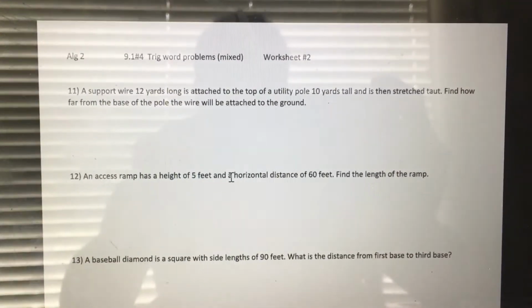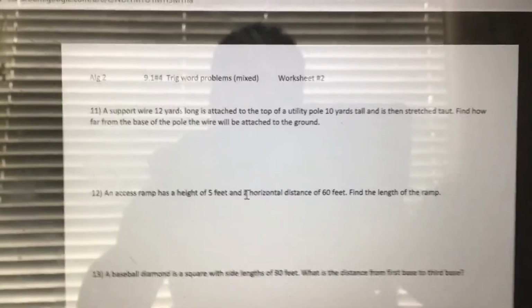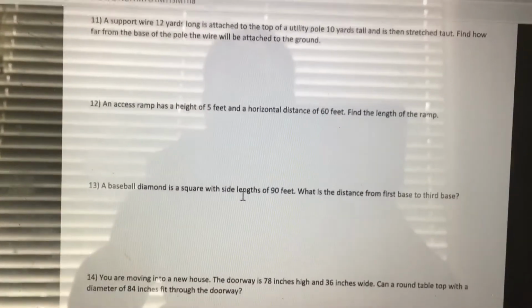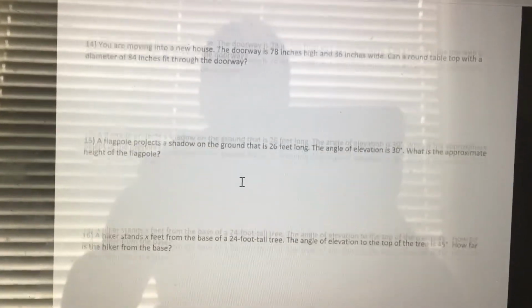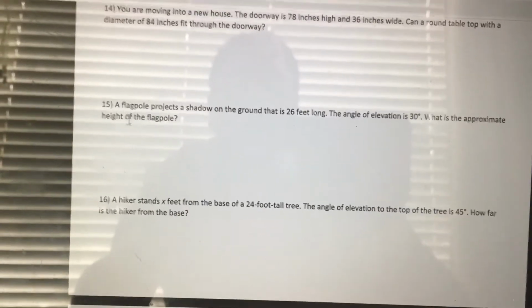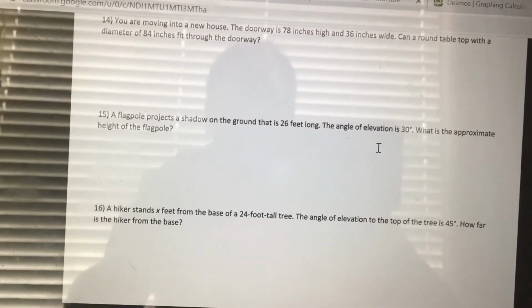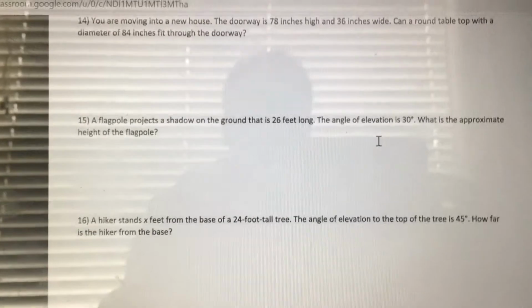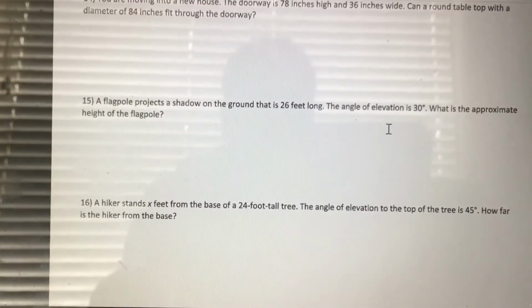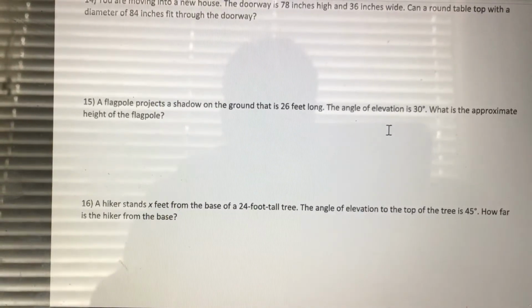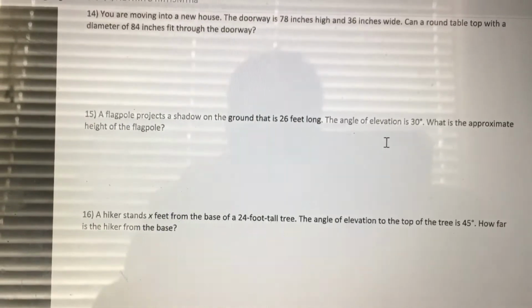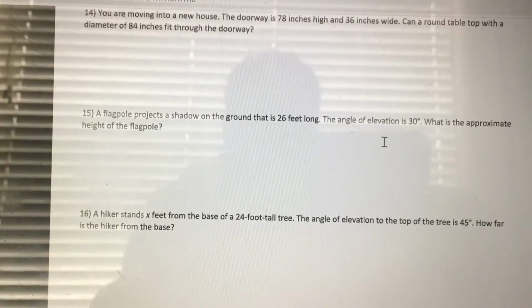Alright guys, so this is going to be from the second worksheet on Google Classroom, and I'm going to be working on number 15, okay? This one has an angle of elevation. The problem reads, the flagpole projects a shadow on the ground that is 26 feet long and angle of elevation that is 30 degrees. What is the approximate height of the flagpole?